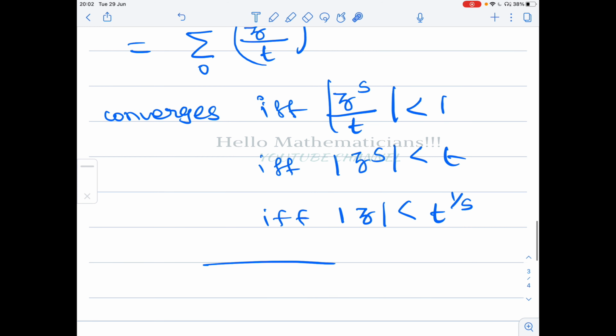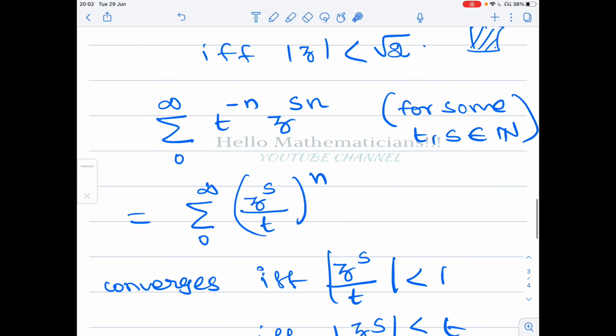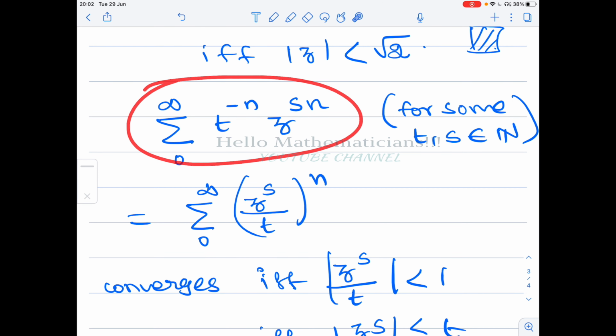Okay. So here in case of our problem, we had t equal to 2, s equal to 2. So we get square root of 2. But in general, using the same idea, we can solve this problem also.